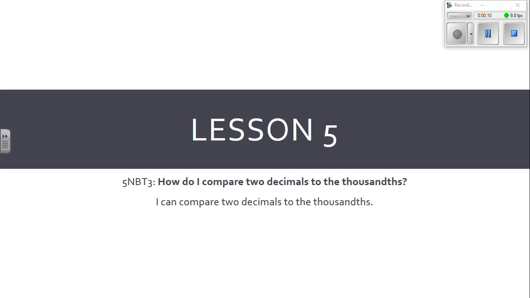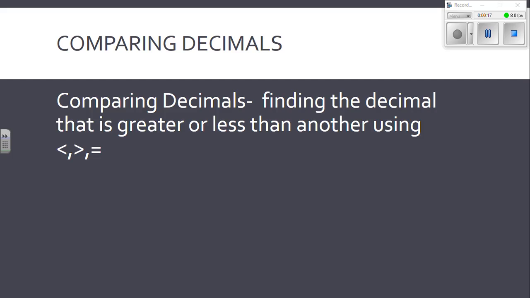How do I compare two decimals to the thousandths place? Okay. Comparing decimals: compare the decimals, find the decimal that is greater or less than another using greater than, less than, or equal to signs.